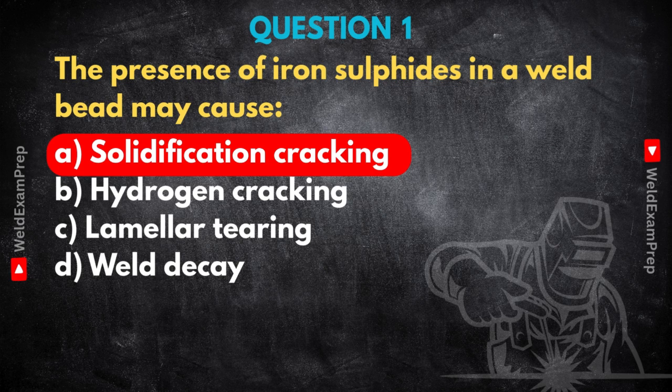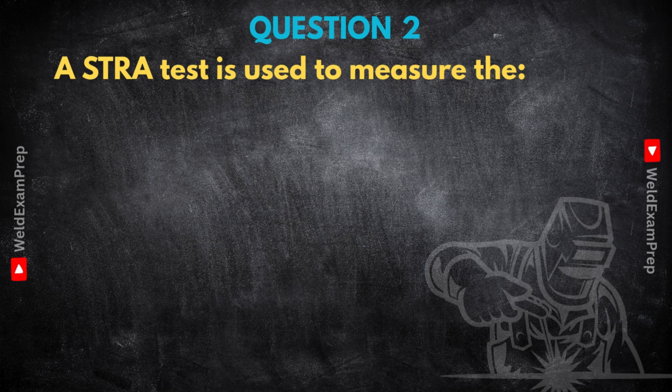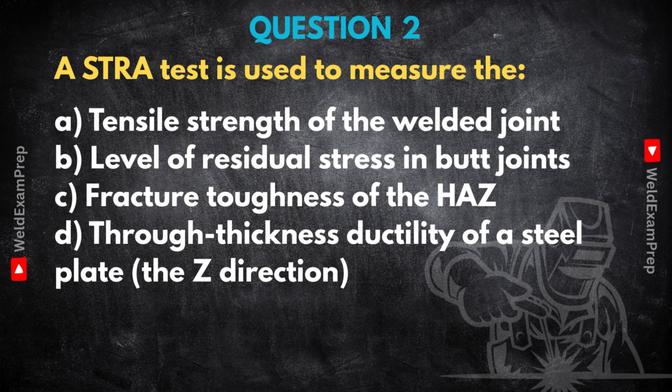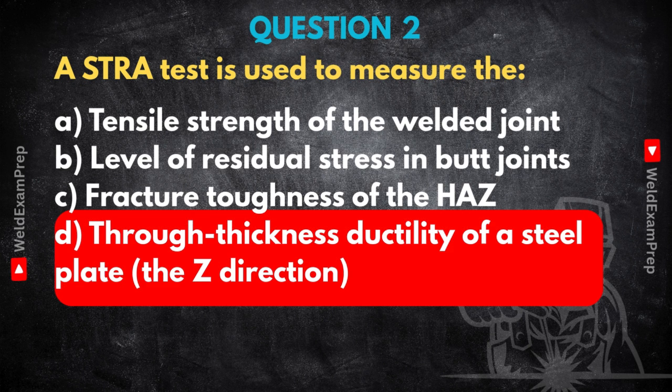Okay, let's move to question 2. A STRA test is used to measure the options. A, tensile strength of the welded joint. B, level of residual stress in butt joints. C, fracture toughness of the HAZ. D, through thickness ductility of a steel plate, the Z direction. And the answer here is D, through thickness ductility of a steel plate, the Z direction.